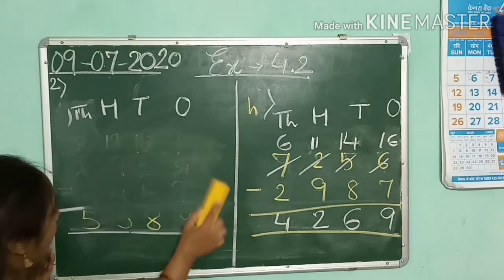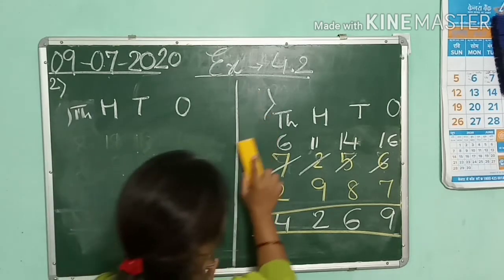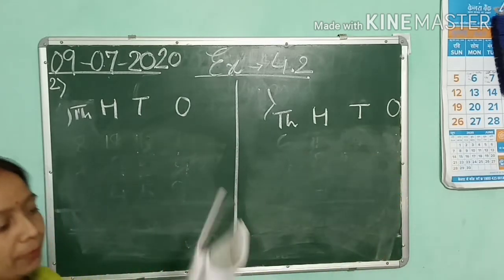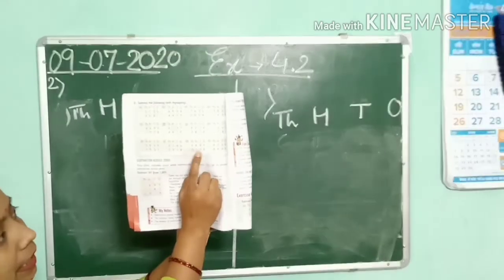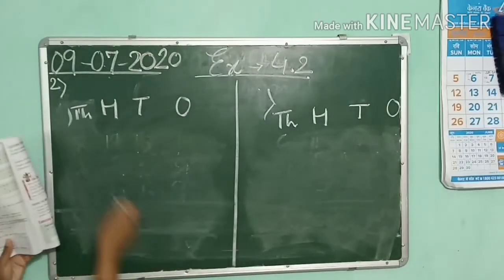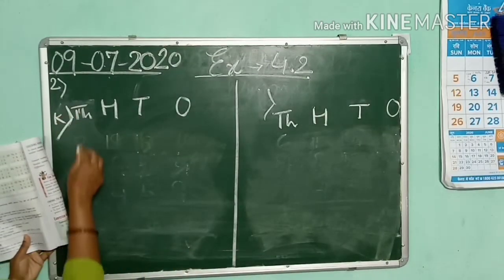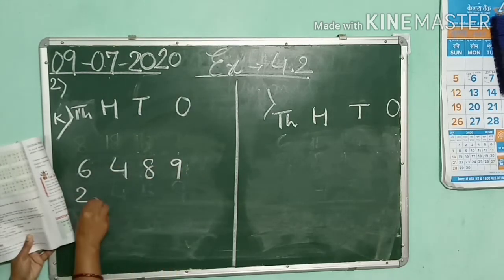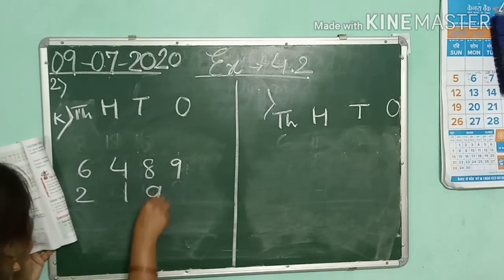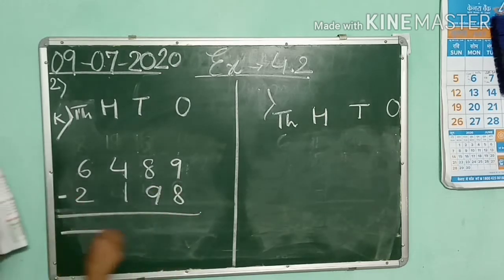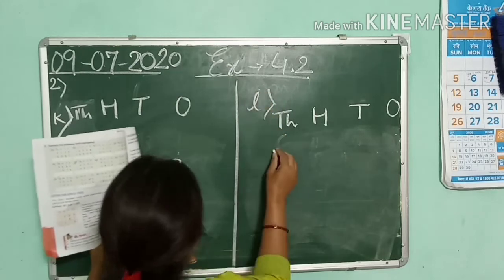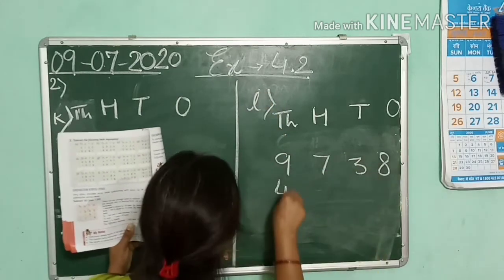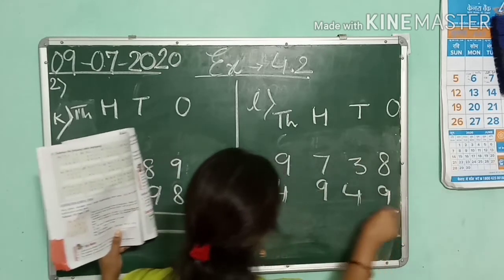In the K number, children, you just see question in your book. In the K number, you have to subtract 6489 and 2198. So moving to the question number K. Write here question 6489 and you have to subtract 2198. And now in the L number question, children, you have to subtract 9738 and 4949.